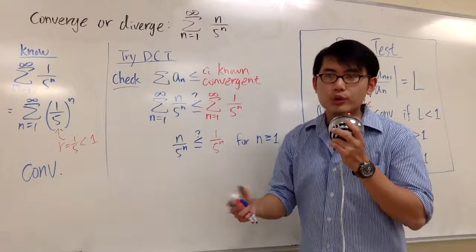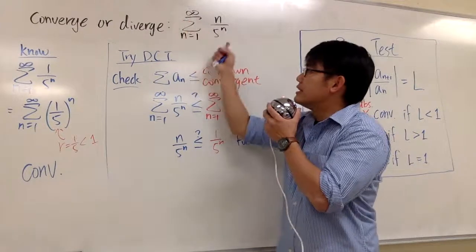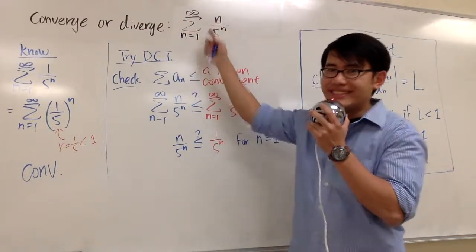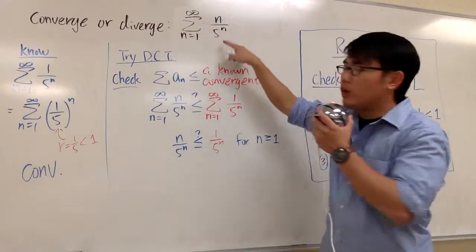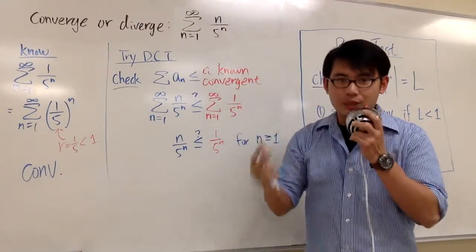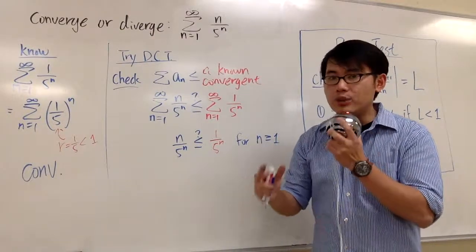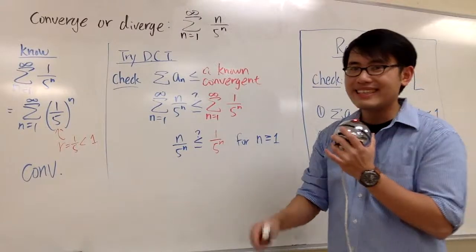In this video, I will show you that we could not use the direct comparison test that easily to show that this series converges or diverges. So here we have the sigma when n goes from 1 to infinity, n over 5 to the n. Remember the strategy when using the direct comparison test. We need to come up with something that's easier and then we know much better right away, right?